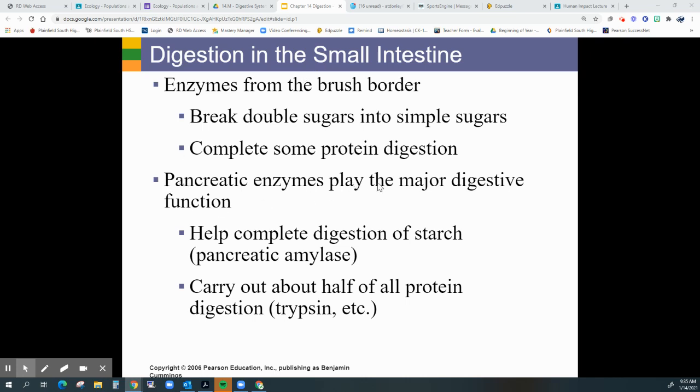And then the pancreatic enzymes play a major role in digestion. They help completely digest and get rid of starches. So there's a pancreatic enzyme called amylase. And then this is really where about half of our protein digestion takes place, and the enzyme in there is called trypsin.